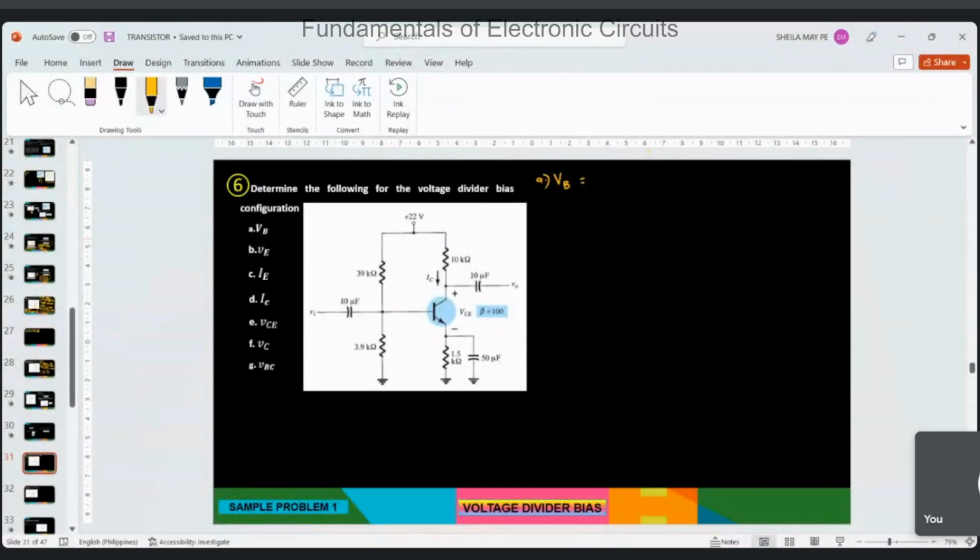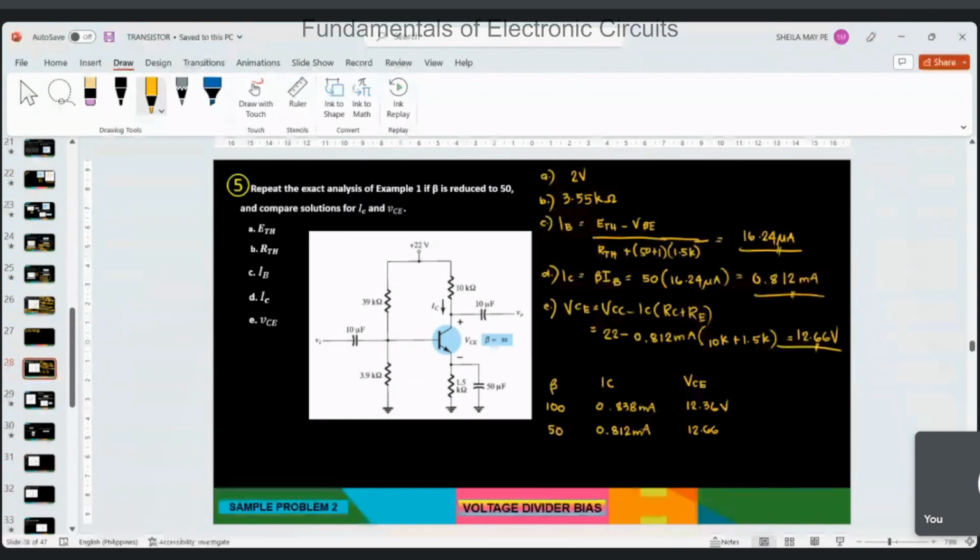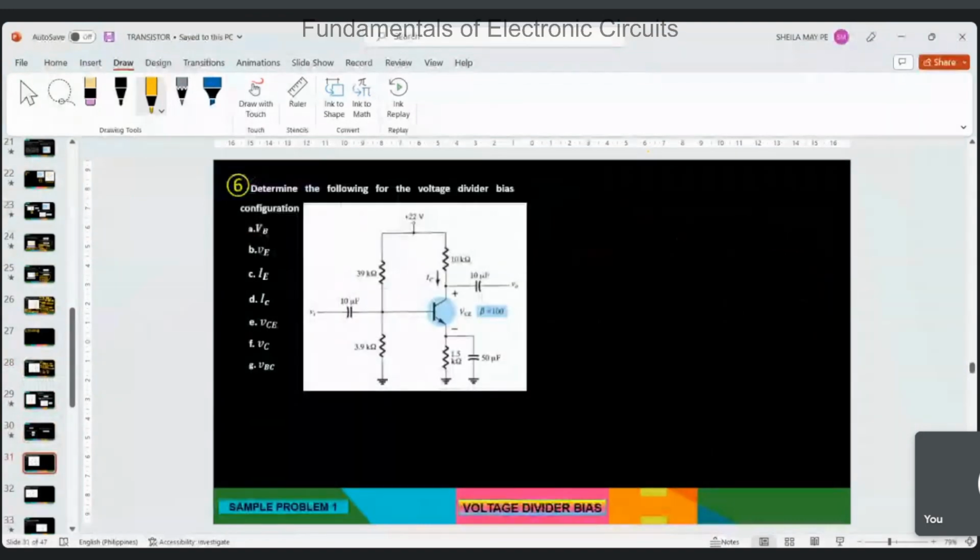For our VB, we have the formula of, hold on, before that, nakalimutan ko always. We need to see if satisfy ba niya ang condition. So that's beta RE greater than or equal to 10 R2. We have our beta at 100, multiplied by RE 1.5K. It should be greater than or equal to 10 times our R2, R2 at 3.9K.